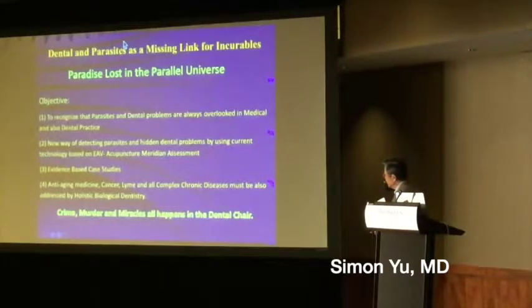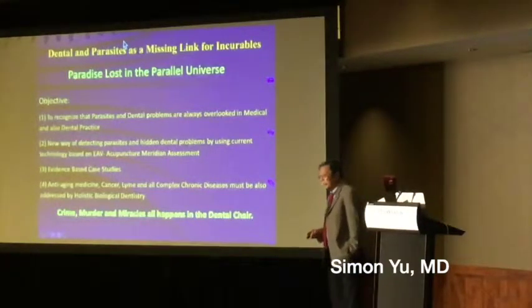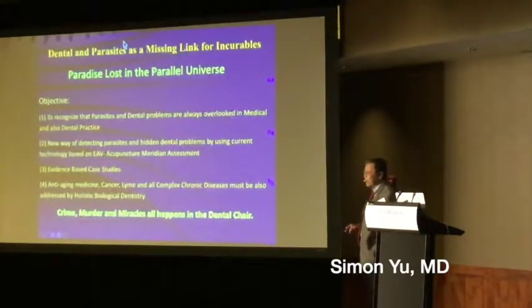Those crimes, murders, and miracles all happen in the dental chair. The crime was done by the amalgams and root canals by the regular dentist. And we as physicians, with every intention to help patients, end up killing patients. And those miracles happen when I send patients to the biological dentist, get the root canals out, some of the infected implants out, and cavitations, and all the amalgams out. So it all happened in the dental chair.